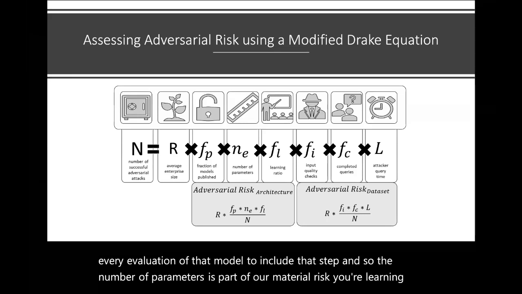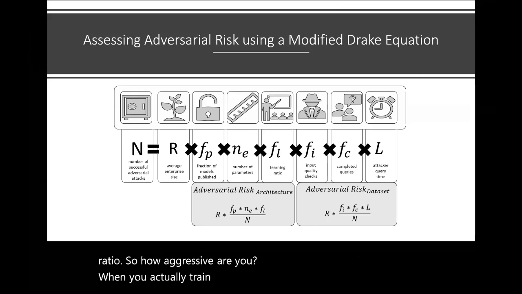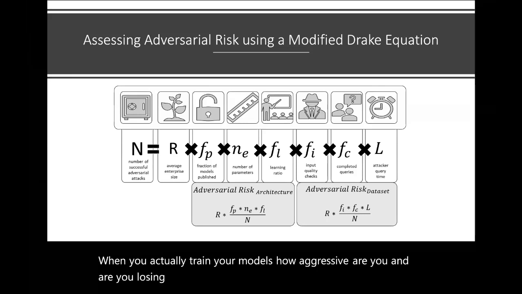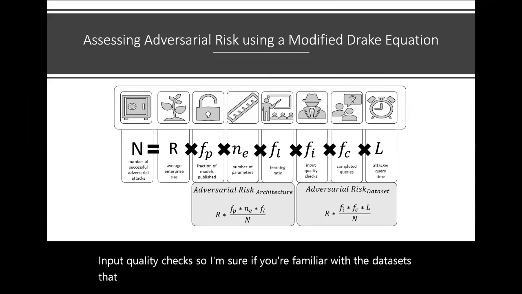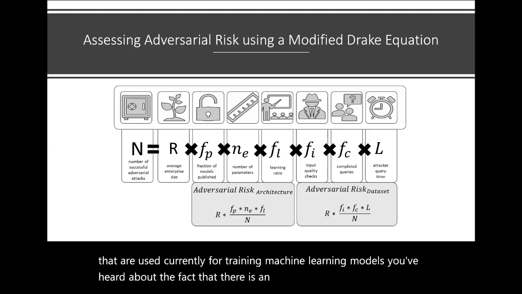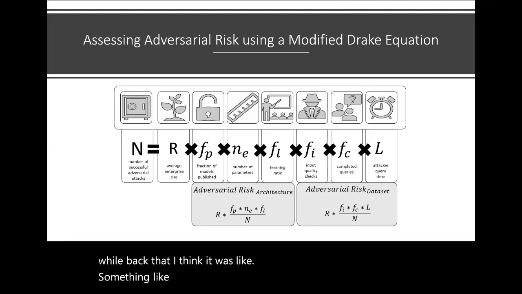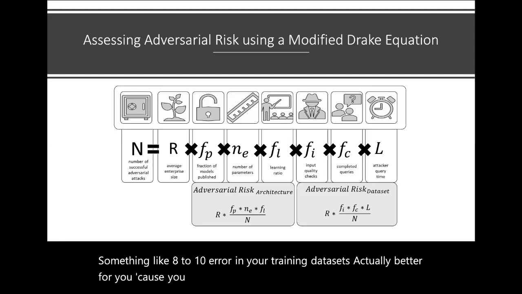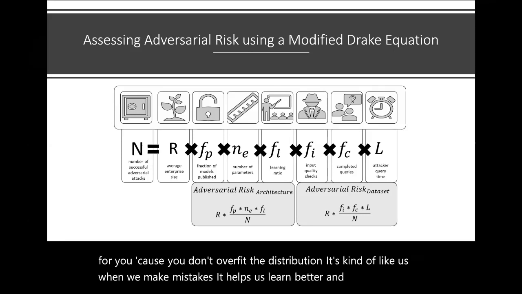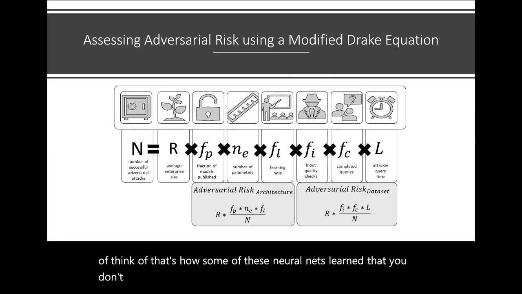Your learning ratio, so how aggressive are you when you actually train your models? Are you losing information? Are you keeping information? Are you learning too much of the distribution and too reliant on your data set? Input quality checks. I'm sure if you're familiar with the data sets that are used currently for training machine learning models, you've heard about the fact that there is an error rate typically associated with all these open source models. And Google wrote a paper a while back that I think said something like 8% to 10% error in your training data set is actually better for you because you don't overfit the distribution. It's kind of like us when we make mistakes, it helps us learn better. And I kind of think that's how some of these neural nets learn. You don't always want the answers to be right because it helps you generalize better in that training step.